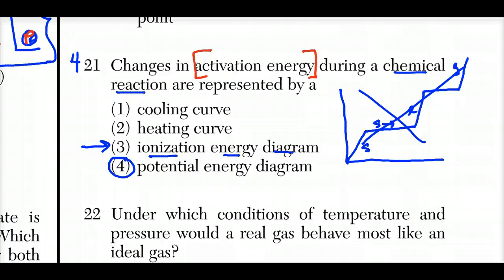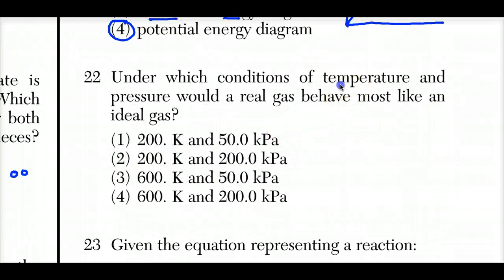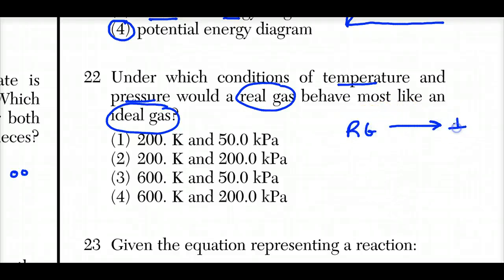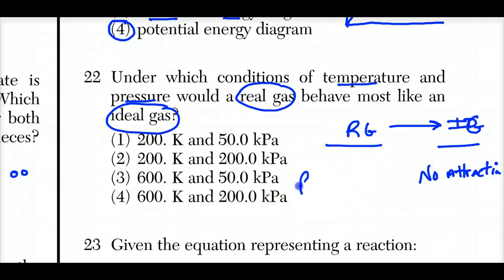Number 22, under which conditions of temperature and pressure would a real gas behave like an ideal gas? So we want to take a real gas and convert it into an ideal gas. Now, ideal gases have two important things here. They ideally have no attractions, right? They're like that ideal student. It's not attracted to other people around them, just so focused on the teacher. A real gas really has attractions for the people around them. They're very, very, very distracted attractions, as we all know.